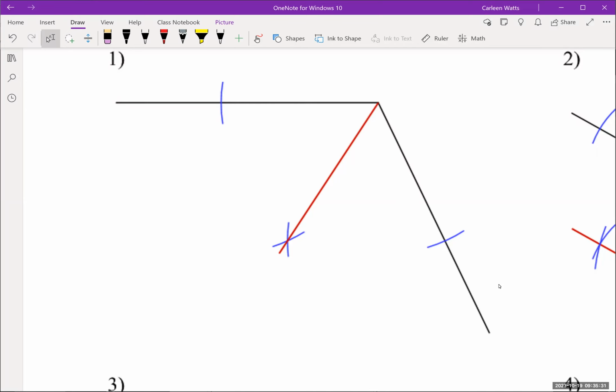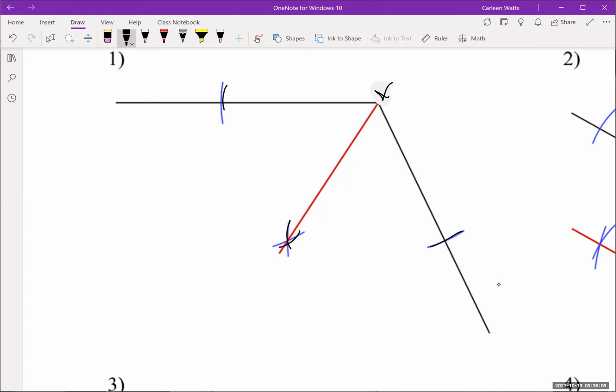All righty. Okay, so let's analyze this. Now, I need you to pay attention to the color. So when this construction started, the only thing visible was the black. And then with the compass, you could tell that the pointer of the compass was at the vertex. And we made equivalent arcs in blue. From those arcs, we reached out into the middle and made the X. And then the red is the answer.